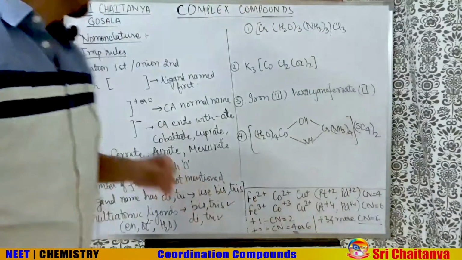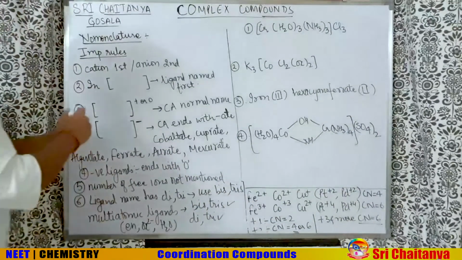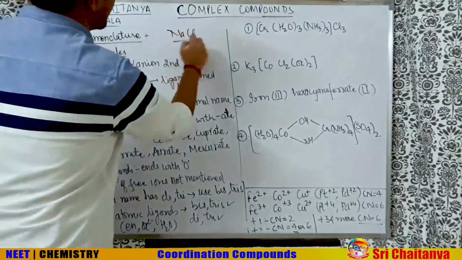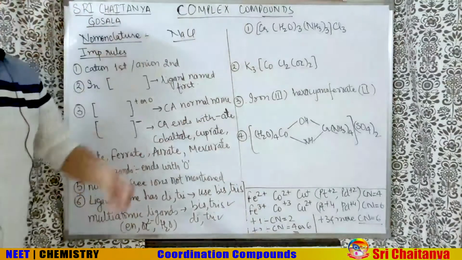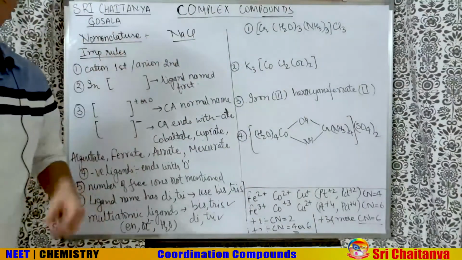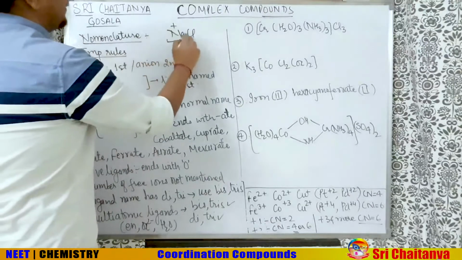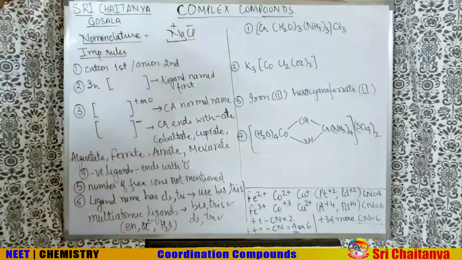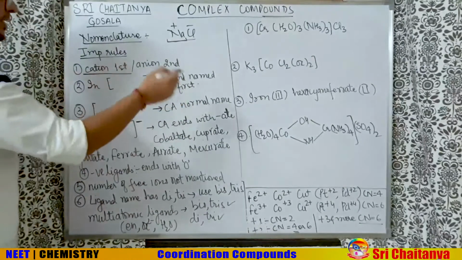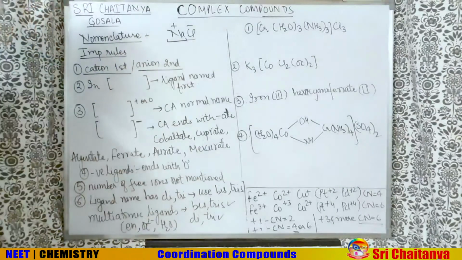Okay, so now the first rule. For example, if you see NaCl and I ask you the name of NaCl, everyone will be able to say, sir, sodium chloride. So the first rule we understand from here is that the cation is named first, anion is named second. So cation names always come first and anion name always comes second.